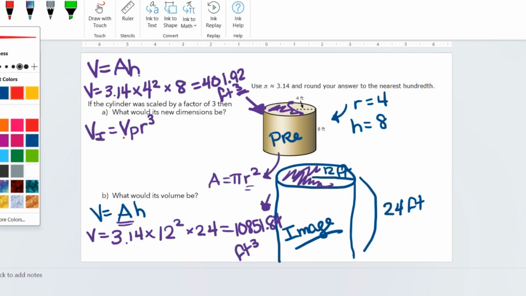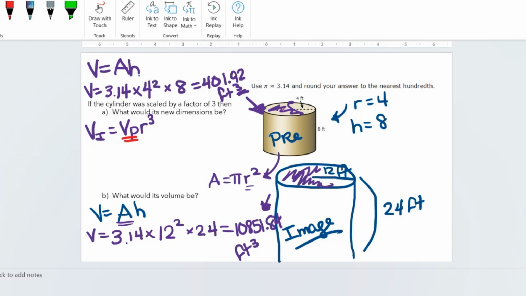So if I do this, the volume of the pre-image, that's this one that we just worked out, 401.92, times the scale factor, which we were given is 3, cubed. And this is going to get me, hopefully, the same answer as we got down here. So let's check it out.